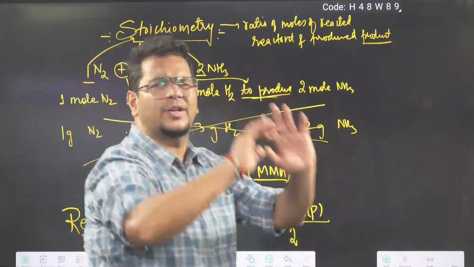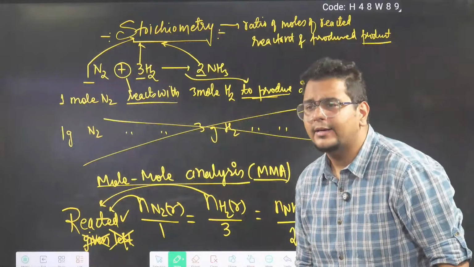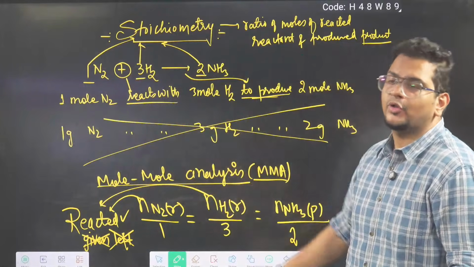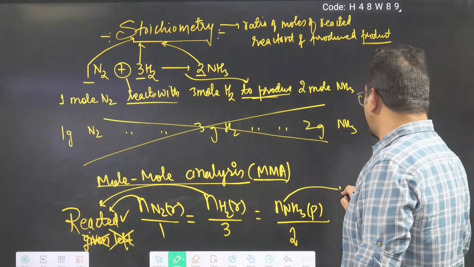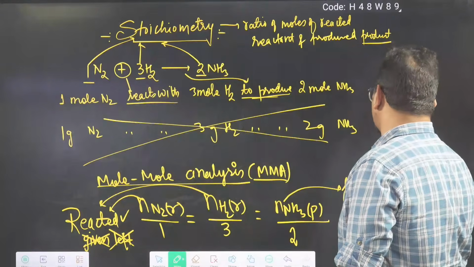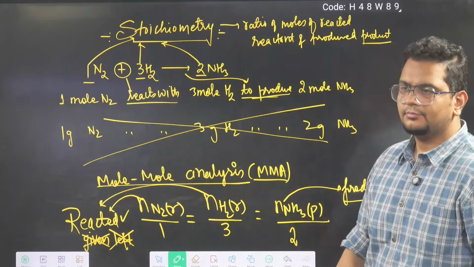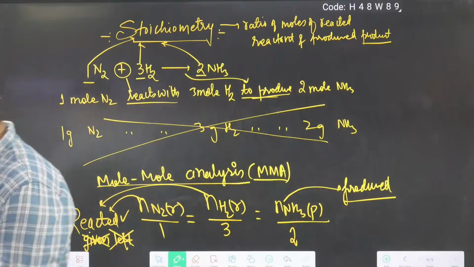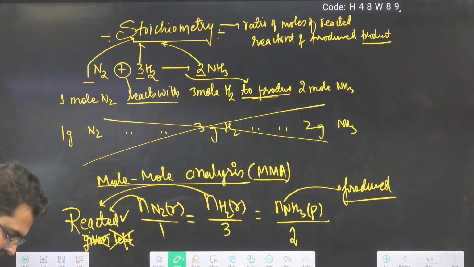Maybe the given moles will react, maybe they will not react. But reacted moles you have to put here. And these moles are the produced moles. So stoichiometry gives you the ratio of the moles reacted and the moles produced. This kind of equation is called the mole analysis equation, MAE.